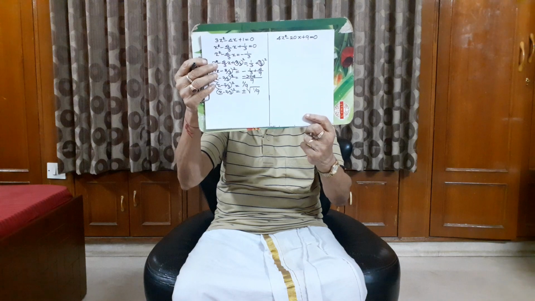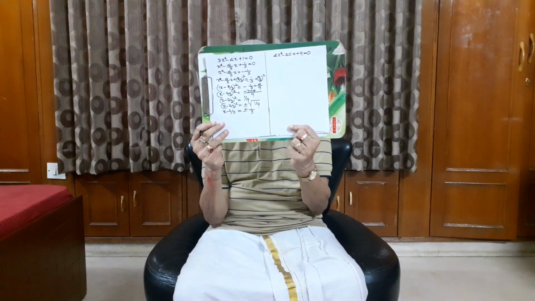X minus 2 by 3 the whole square is equal to plus or minus square root of 1 by 9. Now you see that? Take out the square root. What do you get? X minus 2 by 3 equals plus or minus 1 by 3, because square root of 1 by 9 is 1 by 3. Then transfer minus 2 by 3 to the right hand side.